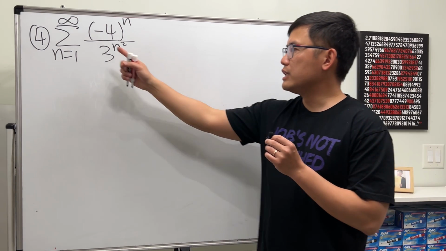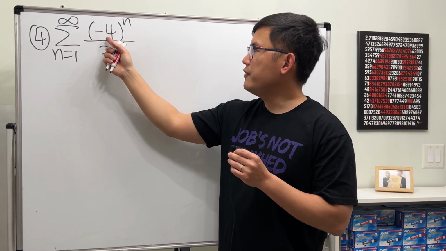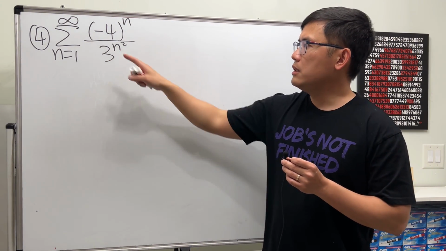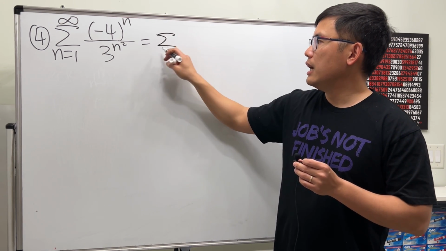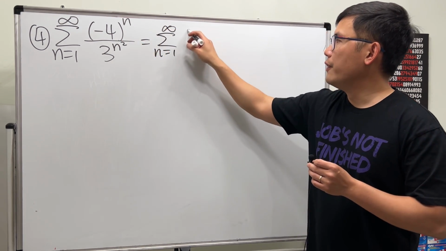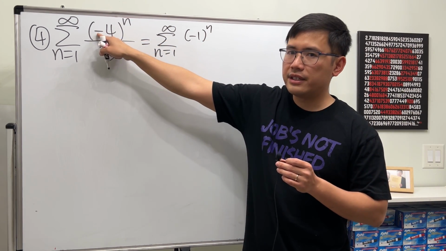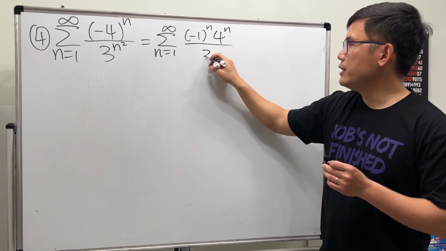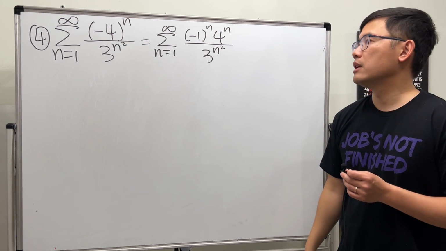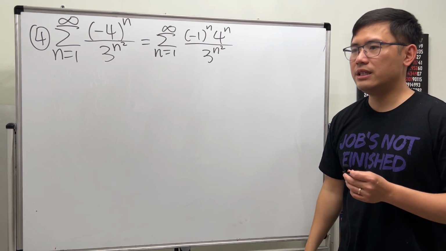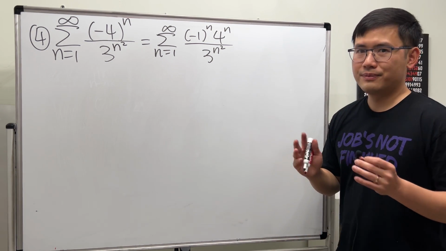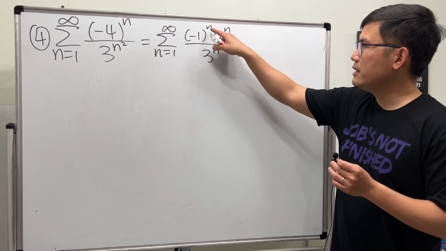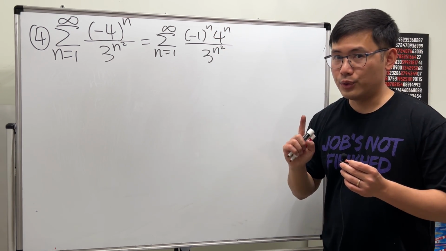Now for number 4, the series as n goes from 1 to infinity of negative 4 raised to the nth power, and then here we have 3 to the n squared. Firstly, you can rewrite this as the series as n goes from 1 to infinity of negative 1 to the n, because this is like negative 1 times 4. And then here we have 4 to the nth power over 3 to the n squared power. You can do that. And you can try to do this with the alternating series test, but in this video, we are talking about either the ratio or the root. Here, we have n in the power, so a better way is the root test.